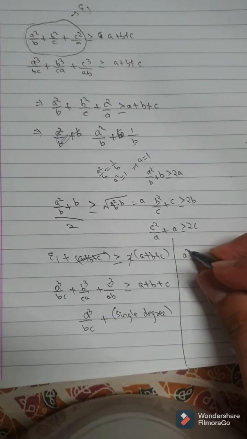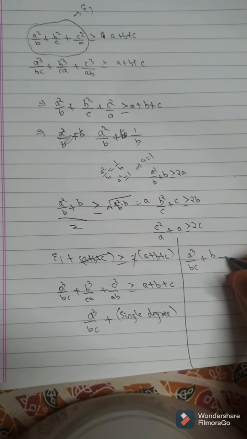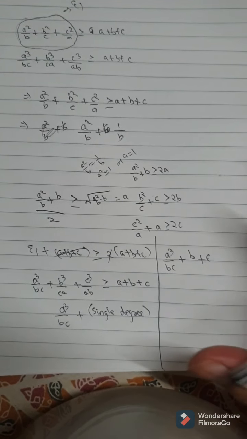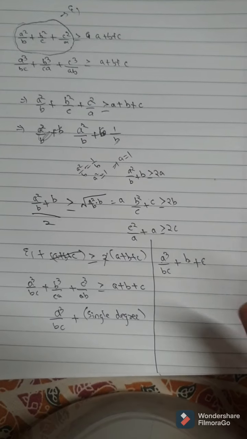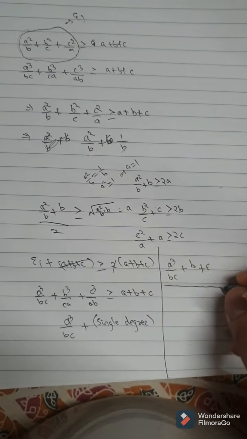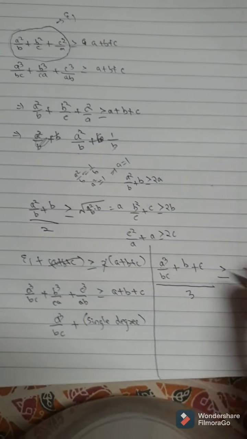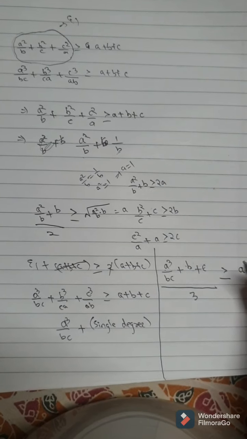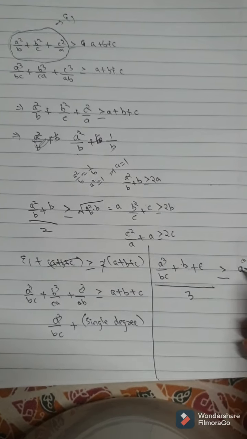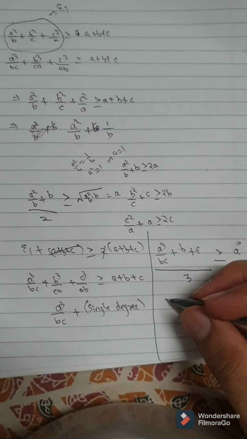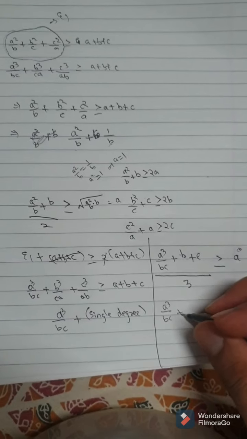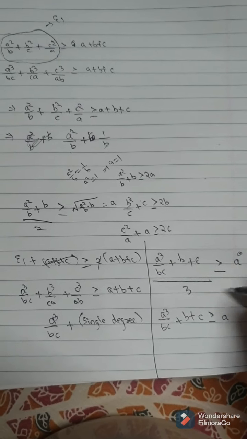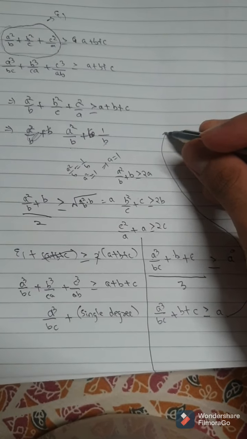If we do like this, a cube by bc plus b plus c, if we take these three as numbers, this is first, this is second, this is third, then the result would be a good one. This whole divided by 3 is greater than or equal to the cube root of the product. The cube root will be bc into b into c, so b and c will be cancelled, equal to cube root of a cube, which is a. So this will be greater than or equal to 3a. A cube by bc plus b plus c would be greater than or equal to 3a. This has been proved. And now let me take it upward.